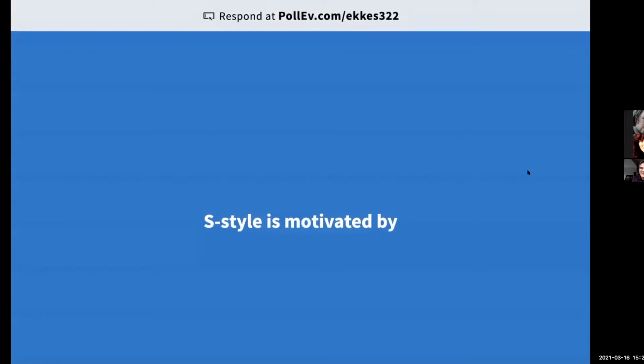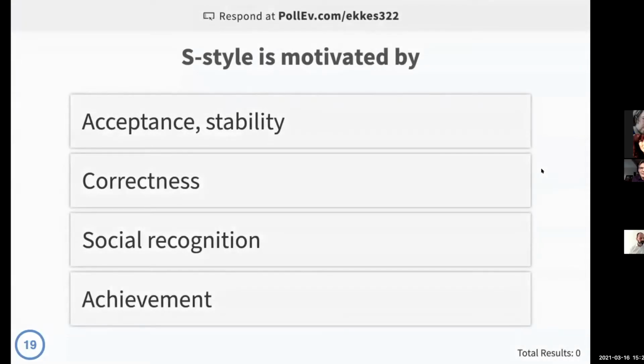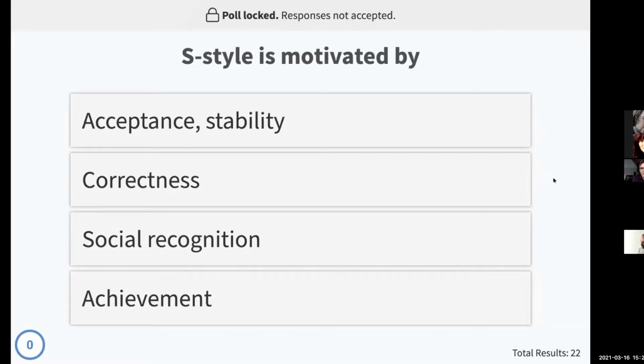Let's see the questions. The first one: S style is motivated by. Check the answers, and there might be more than one quite right answer, but one of the answers is more right than the others. So try to find it, because only one is considered right in this exercise. Make your choice, and you have 20 seconds for your answer.